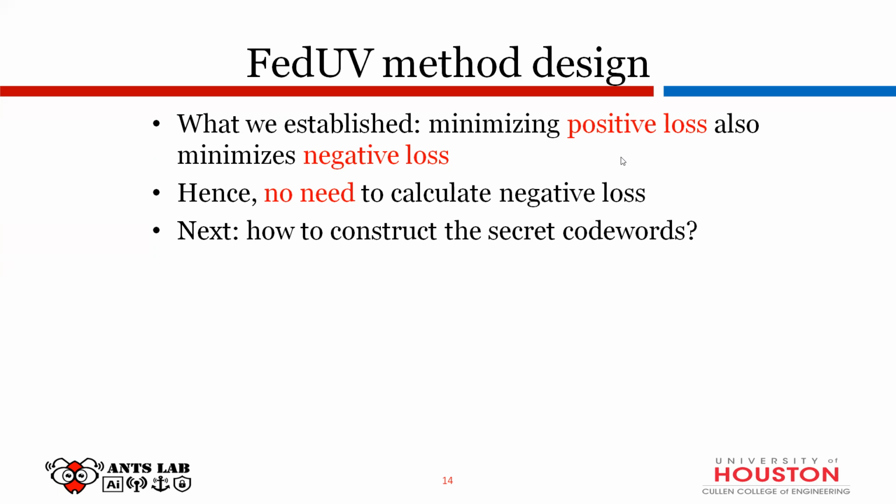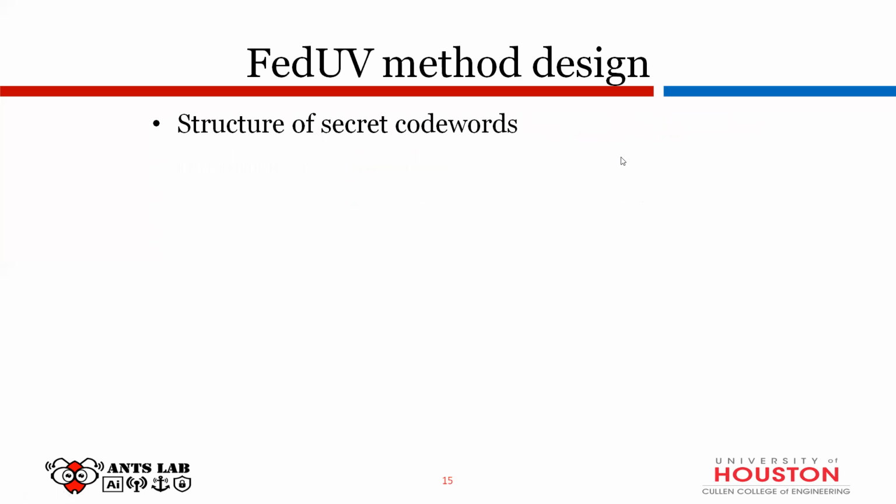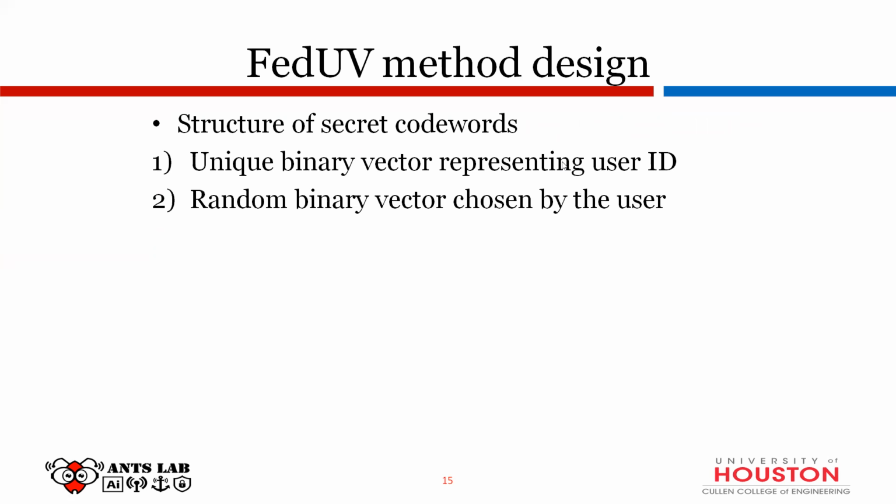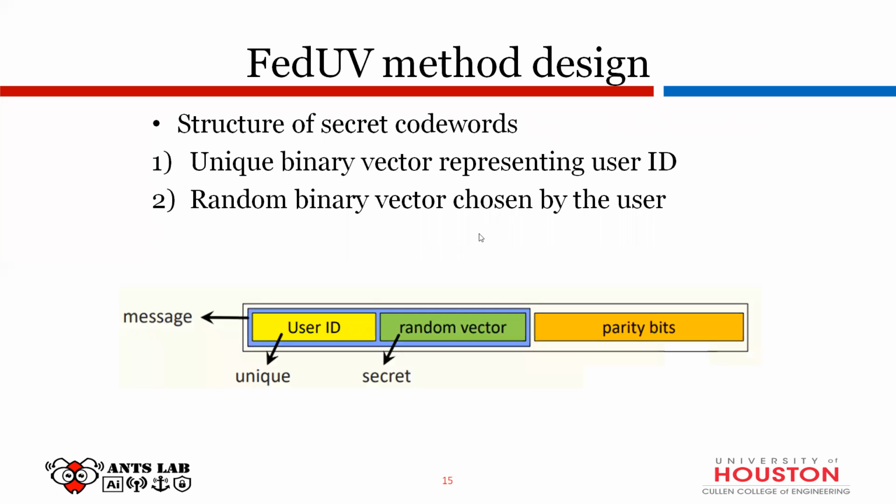So now, how do we construct the secret code words as we just talked about? The structure of secret code words is, first, a concatenation of a list of binary numbers. The first part is supposed to be the unique binary vector representing the user ID. And the second part is the random binary vector chosen by the user. So here is the structure of the secret code words.